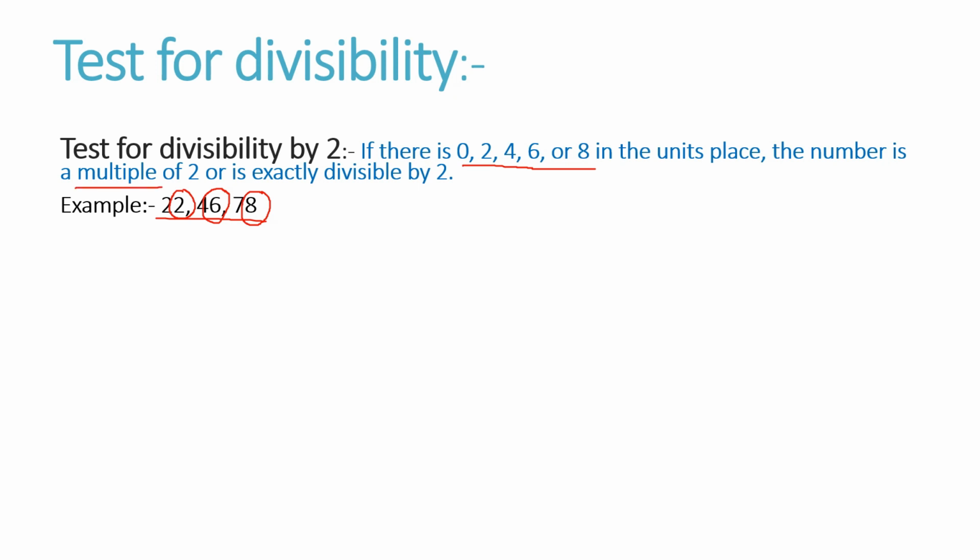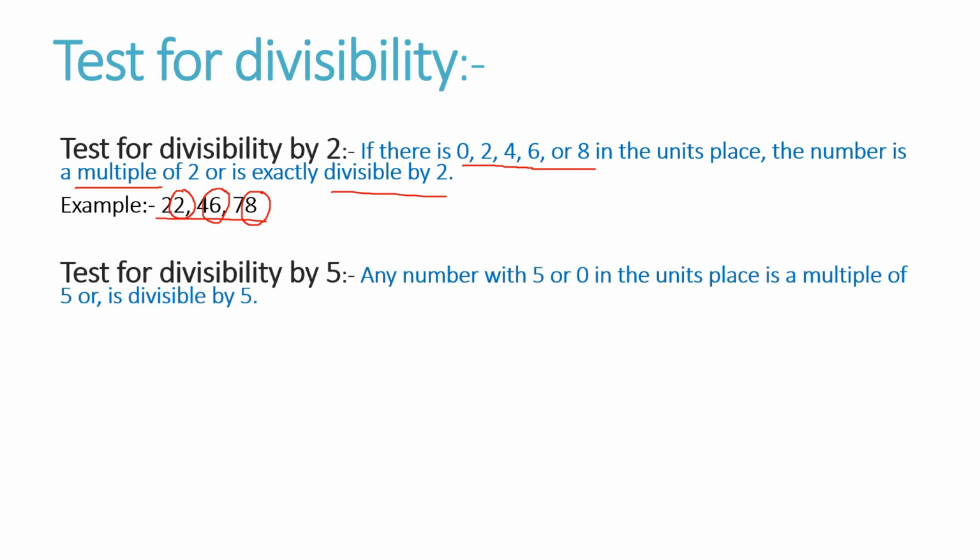Next. Test for divisibility by 5. Now here in the units place 5 and 0 should be there. Then the number is a multiple of 5 and divisible by 5. For example, now see here 25, 5 is there in the units place. Here 60, 0 is there in the units place. 35, 5 is there in the units place. 105, again 5 is there in the units place. So all these numbers are multiples of 5 because here 5 and 0 is there in the units place. So they are multiples of 5 or divisible by 5.